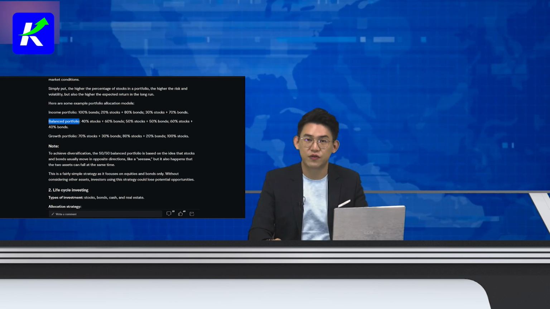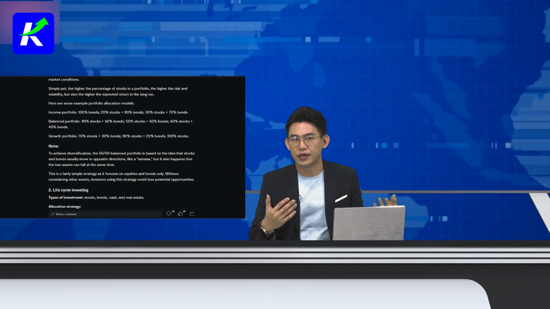Or you can jump between them, or you can go for a growth portfolio. A growth portfolio means a higher risk, because the majority goes into 70% stocks and 30% bonds, or 80% stocks and 20% bonds, or even the extreme of 100% stocks. Those are growth portfolios. So how do you know which one you should choose? Let's say you are building a retirement fund, then you need to check the time duration.